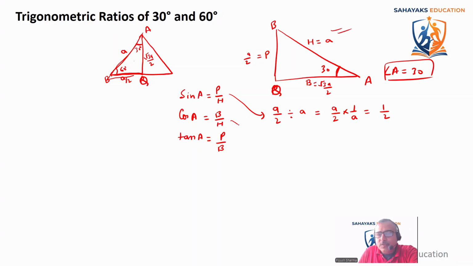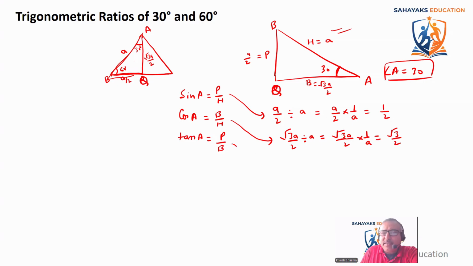Now coming to cos. When you're talking about cos, cos is B by H. So what is B? Root 3A by 2. This is the base. Divided by A. That comes out to be root 3A by 2 multiplied by 1 by A. So the A will cancel out. It comes out to be root 3 by 2.